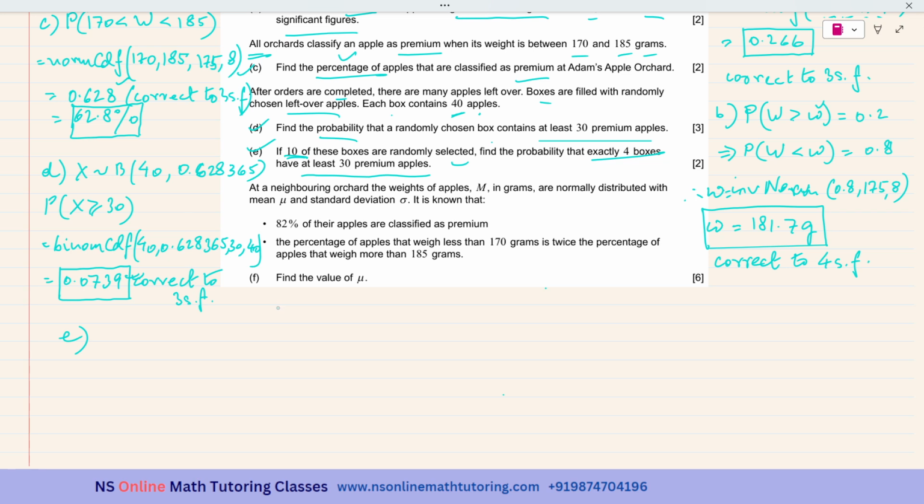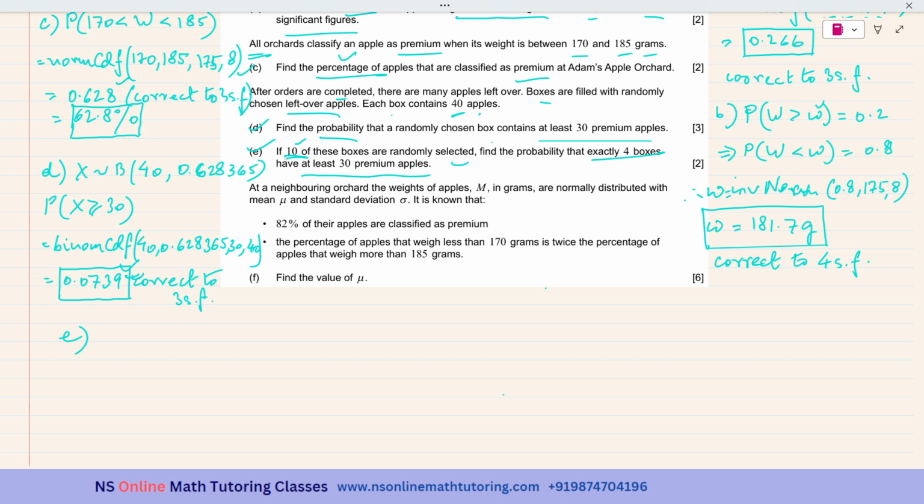Again, this is a case of a binomial distribution, because a box can have at least 30 premium apples, or it can have less than 30 premium apples. These are the only 2 outcomes that a box can have. And there are 10 boxes, so the number of trials is fixed. There are 2 outcomes, and the probability of a box having at least 30 premium apples, that is the probability of success, is also fixed. And the probability of a box containing at least 30 premium apples will not in any way influence the probability of another box. So each trial is independent. Therefore, it is a case of a binomial distribution.